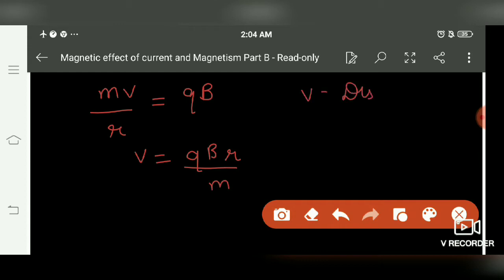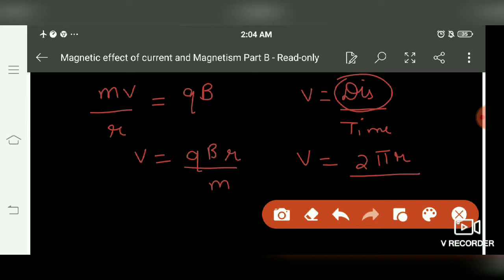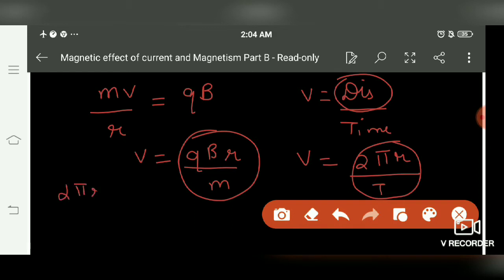As velocity is equal to distance traveled by time taken, so velocity, distance traveled is what? Say 2 pi r upon time taken t. So if we compare this and this, we get 2 pi r upon t is equal to QBr upon m. Here r gets cancelled with r.